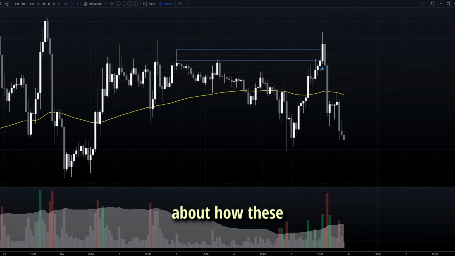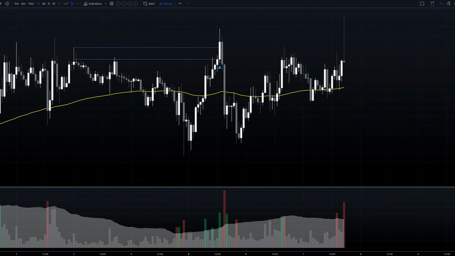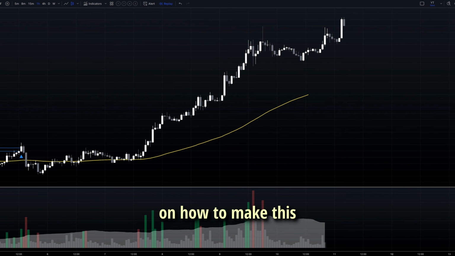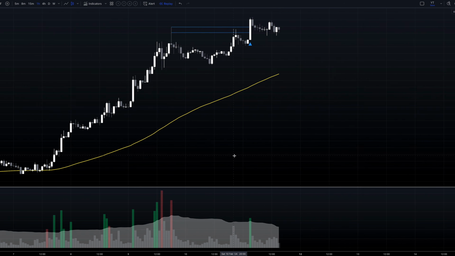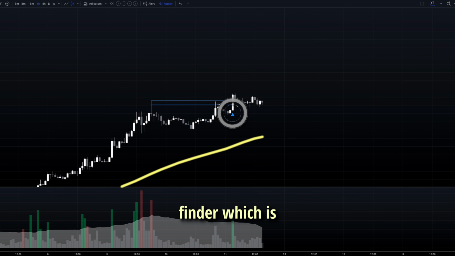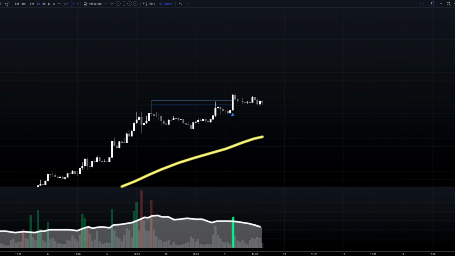Now, let's talk about how these 3 indicators work together in our strategy with some examples, and then I'll give you some extra tips on how to make this strategy even better. For long positions, price needs to be above the EMA. We want to see a breakout signal from the breakout finder, which is this blue triangle. The volume breakout indicator should confirm with volume breaking above its moving average.